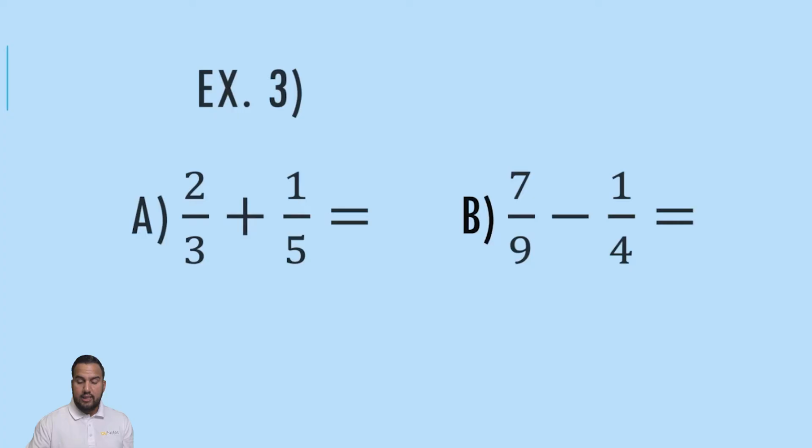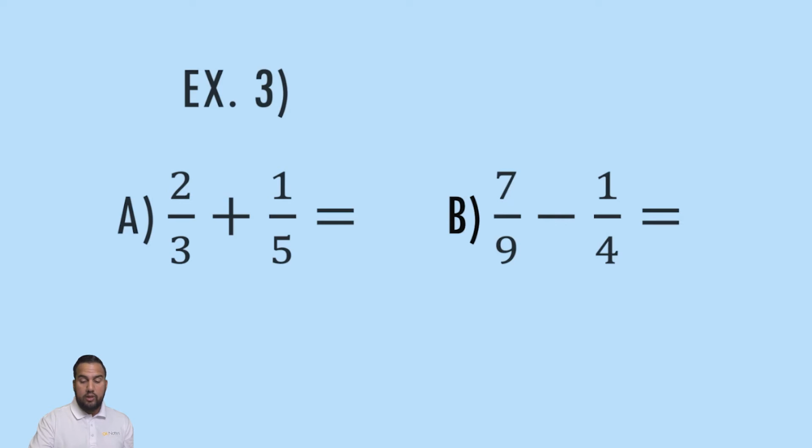Last example, example 3. Once again, if you feel like you want to do this one on your own, go for it, and then start the video once you're ready. Okay. I have 2/3 plus 1 over 5. What's the shortcut? Multiply your 2 denominators, 3 and 5 gives you 15. Do not list multiples bigger than 15.